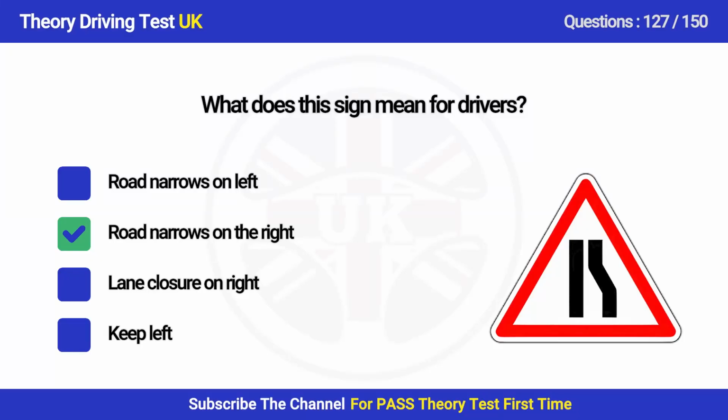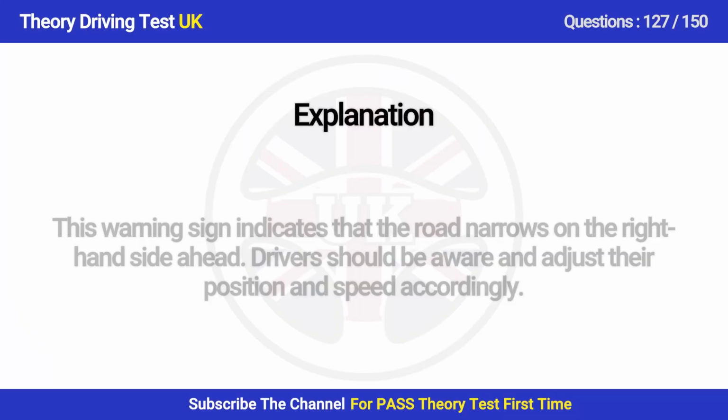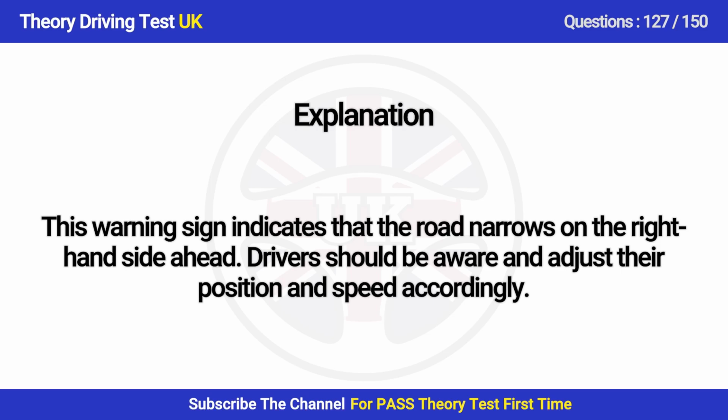Answers is B. Road narrows on the right. This warning sign indicates that the road narrows on the side ahead. Drivers should be aware and adjust their position and speed accordingly.